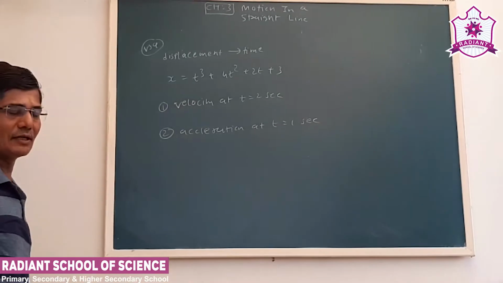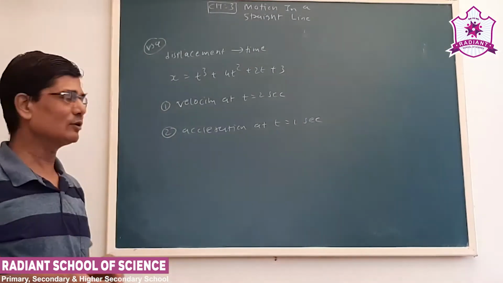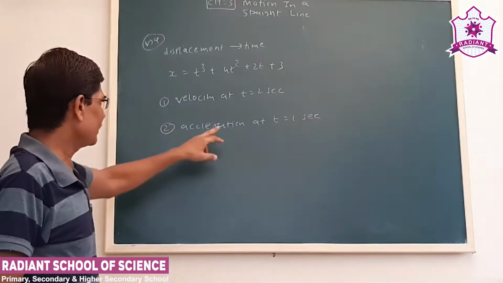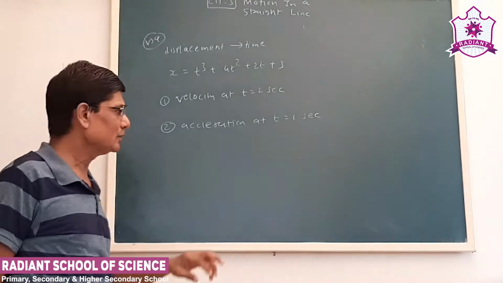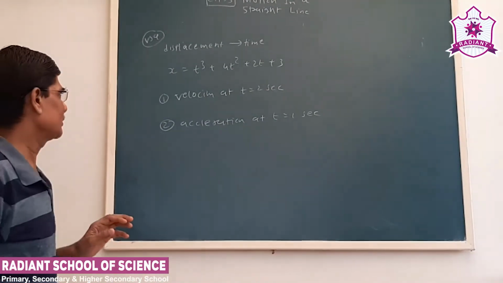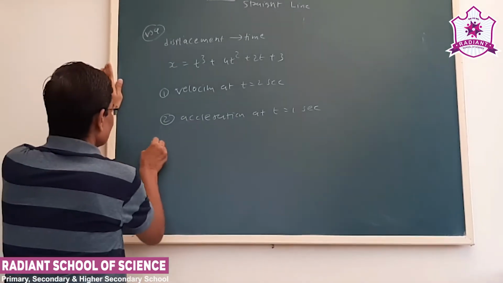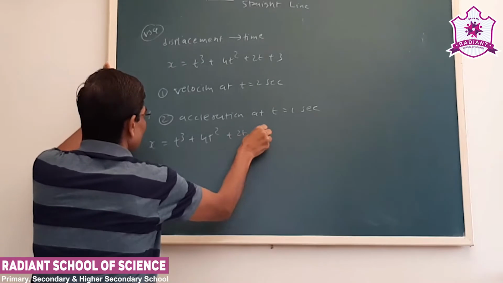Now what we see here, time is only one value, that shows only instantaneous velocity or simply velocity. Here also the time is only one value, that is at t equal to 1 second. So this is also instantaneous acceleration or simply acceleration. Now x is equal to t cube plus 4t square plus 2t plus 3.